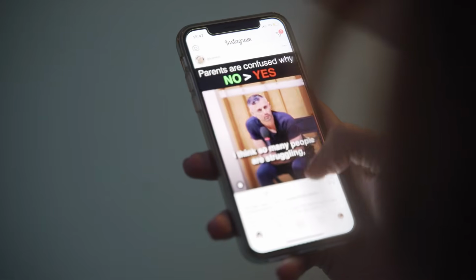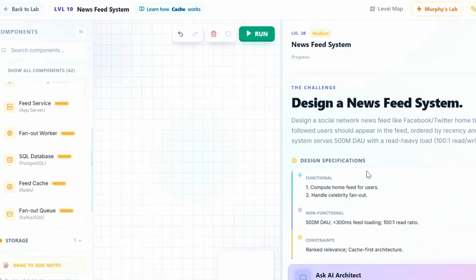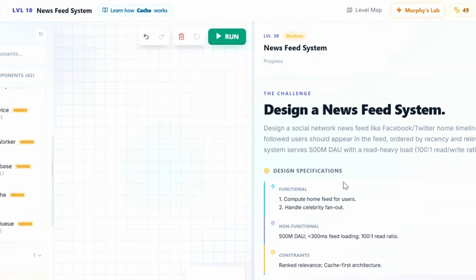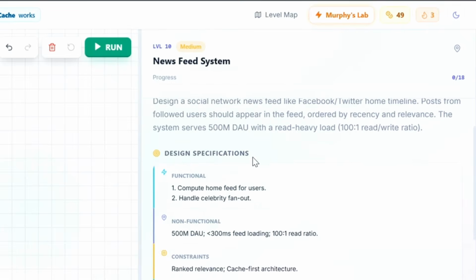In today's video, we will be constructing a high-level design of a scalable newsfeed system similar to Facebook, Instagram, or Twitter's homepage. Now, the purpose of a newsfeed system is to display posts from users that I follow, ordered by recency and relevance. According to the given requirements, after we go through the design specifications, we can see that the system serves around 500 million daily active users, experiences a 100:1 read-write ratio, and should load a user's feed in under 300 milliseconds.